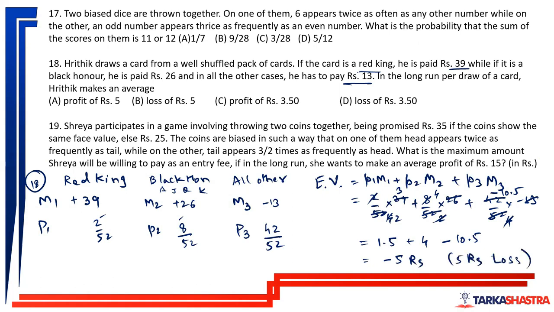So overall transaction, on an average, he will make 5 rupees loss in each transaction. If he plays 100 such rounds, he will lose out on 500. Okay, ठीक है. This is the expected value, expected average value after long run. Okay. Next is 19th question.